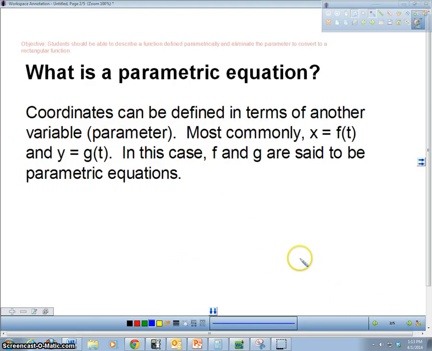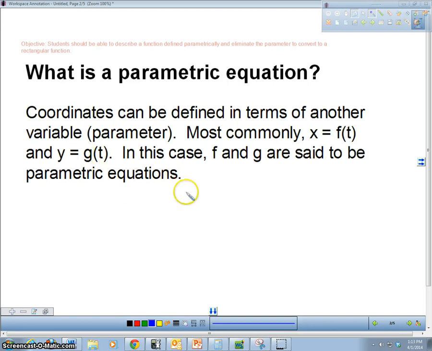A parametric equation is an equation that we use to define coordinates in the coordinate plane, and most commonly we use a new parameter, and a parameter is just another variable. So we're going to say that x is some function of t and y is some function of t. In this case, f and g are parametric functions, or functions of another parameter or variable t.